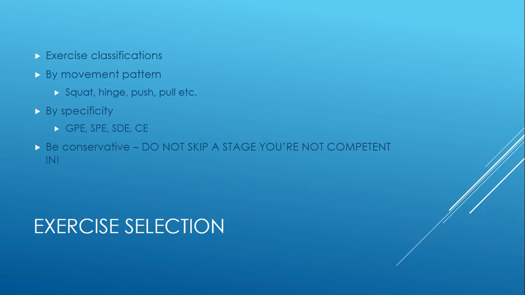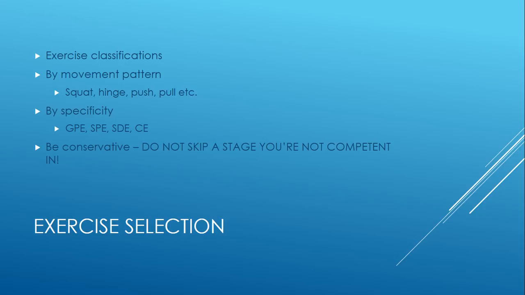So we've got squat and hinge, which are both lower body dominant movements. You can also have unilateral lower body movements, so that's single leg work. We've got horizontal and vertical pushes and pulls. We've also got bracing through the core. They're probably the ways that you would best break down movements by movement pattern.